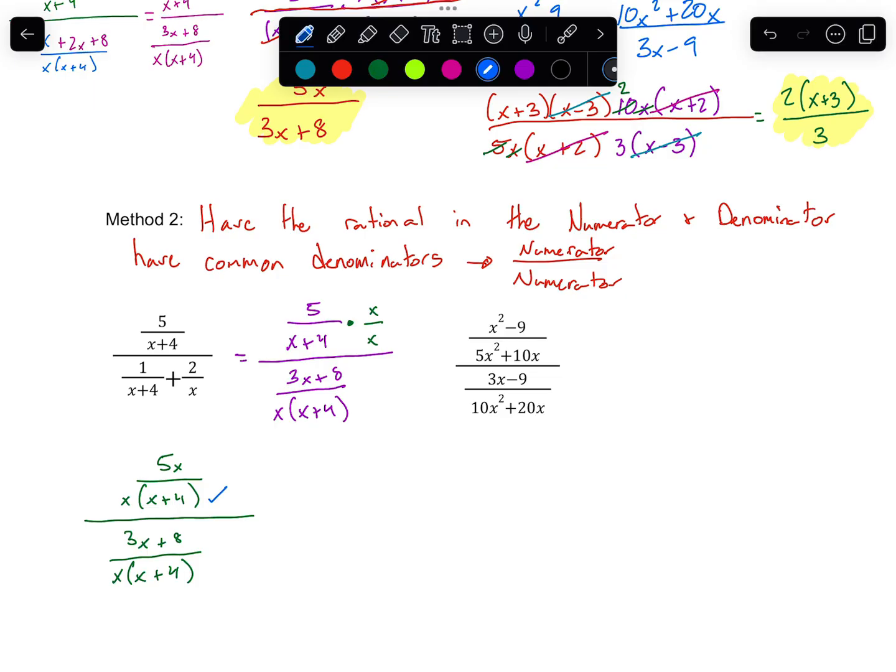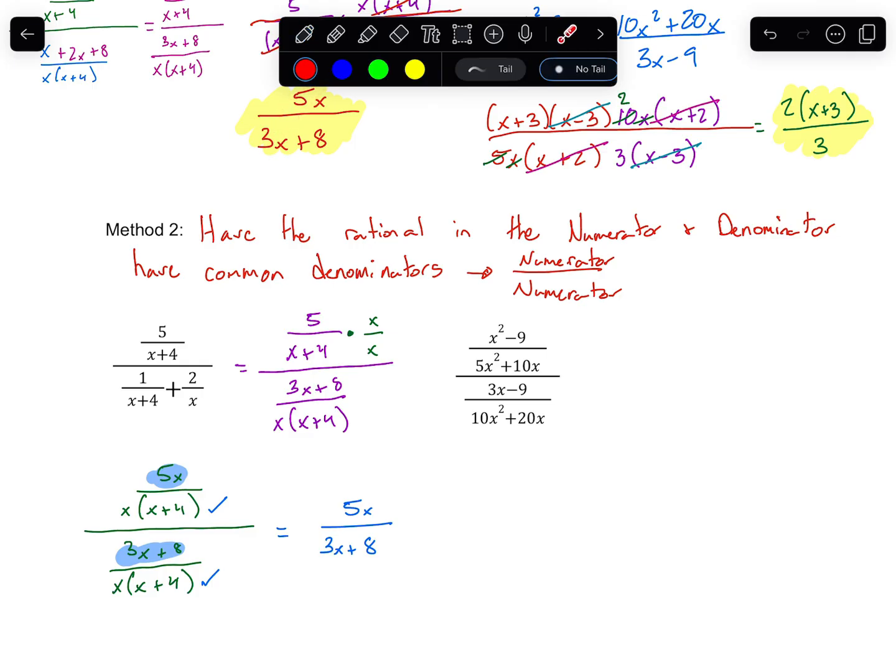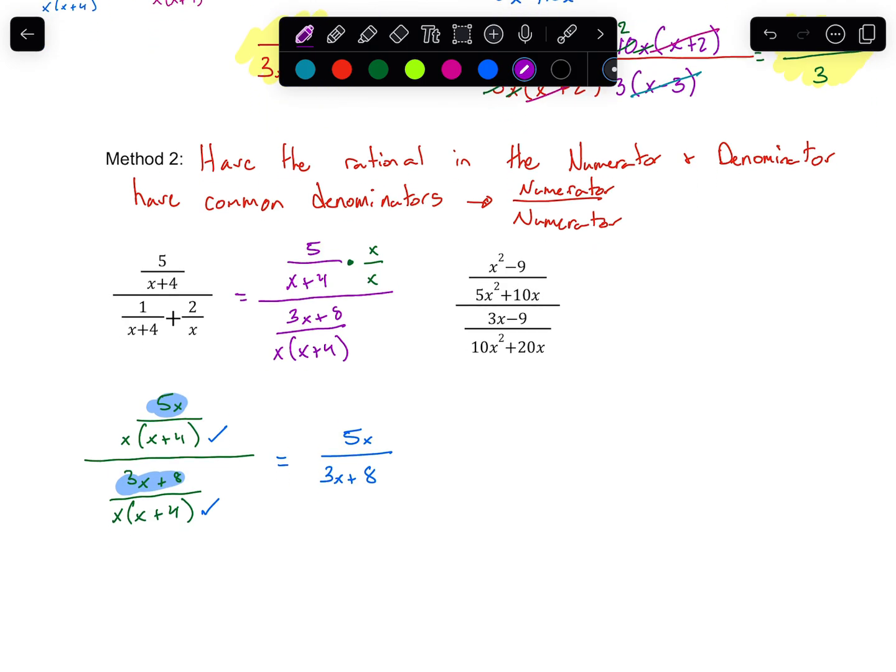So now, because I have a common denominator here, as I do here, really I'm just going to take my numerator over my denominator. So it's going to simplify to be that 5x over 3x plus 8, which is the same answer we got up top here. So let's go ahead and do that same method. We want to get common denominators up top as well as down low.